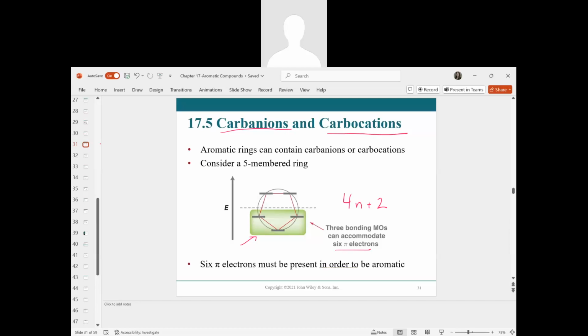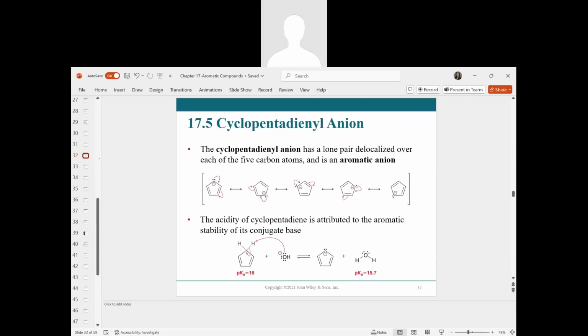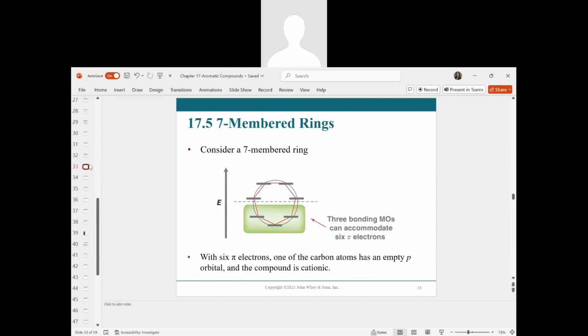For this cyclopentane to be aromatic, what we could have is a cyclopentadiene with a lone pair. So this is a cyclopentadienyl anion, and that lone pair is delocalized over the 5 carbon atoms, and therefore this would be considered an aromatic anion. The acidity of cyclopentadiene is attributed to the aromatic stability once it is deprotonated. So we remove this proton, and its conjugate base would be this cyclopentadienyl anion. This is considered fairly acidic because of the stability of that conjugate base.